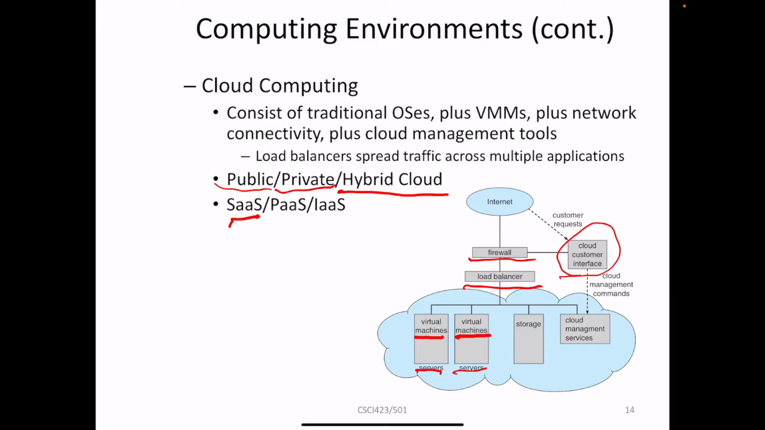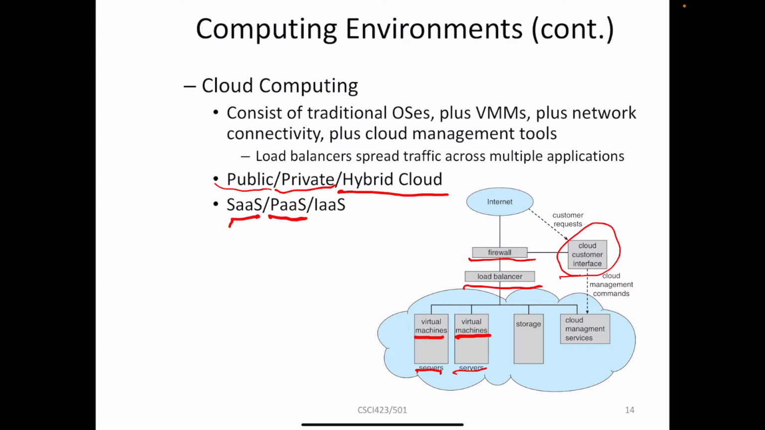The second type is PaaS, which is short for platform as a service. The cloud computing provides a platform to the users as a service. For example, Google Cloud can provide a Python platform to the users. So you can do whatever you want, which depends on the Python environment.